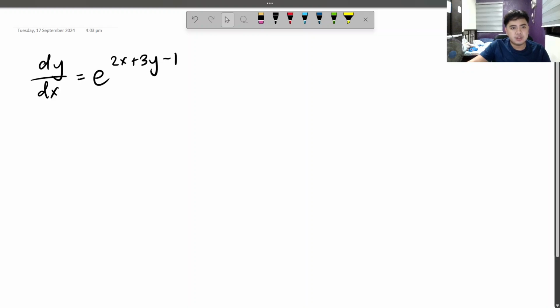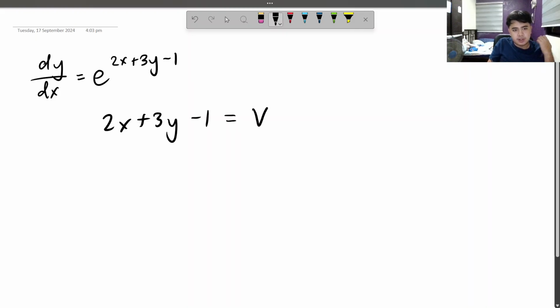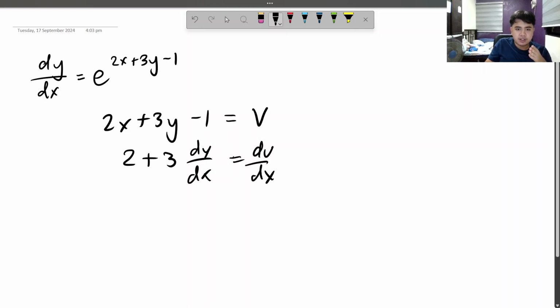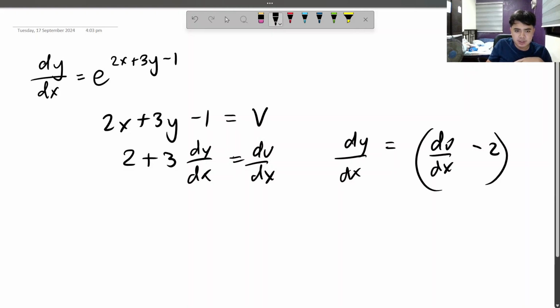dy over dx equals e to the 2x plus 3y minus 1. This one is more obvious what the function is. It's 2x plus 3y minus 1, and e to the x is the outside function. So we're going to substitute the exponent right away. 2x plus 3y minus 1 equals, let's say, v again. The derivative: 2 plus 3 dy over dx equals dv over dx. Let's isolate dy over dx by subtracting 2 and then multiplying both sides by 1/3.